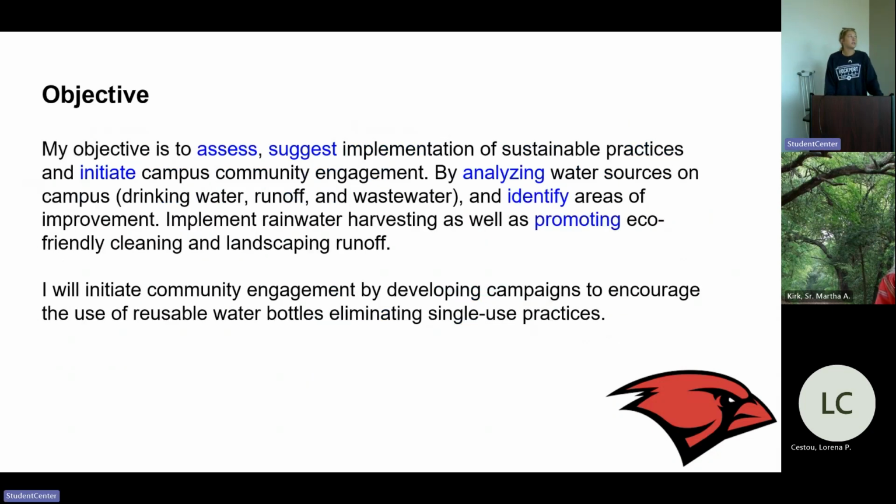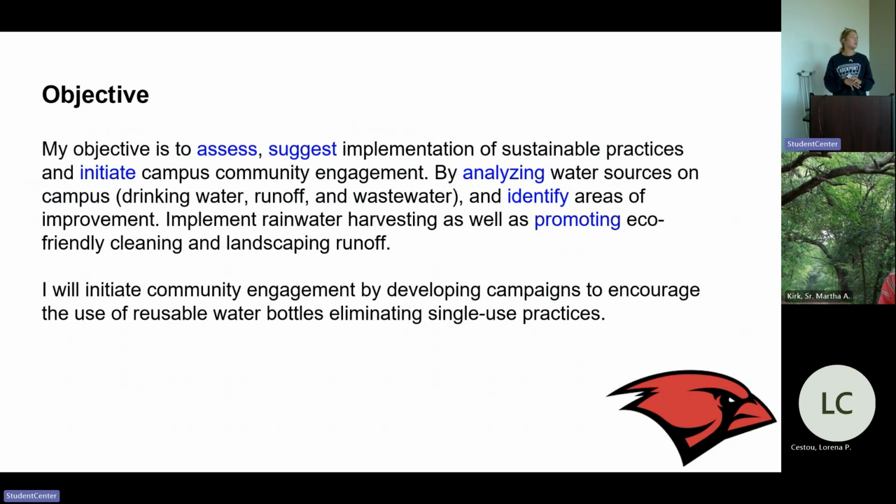So my objective is to assess, suggest implementation of sustainable processes, and initiate campus community engagement by analyzing water sources on campus, like drinking water, runoff, and wastewater, and identify the areas of improvement, implementing rainwater harvesting, if we ever get it, as well as promoting eco-friendly cleaning and landscaping runoff.